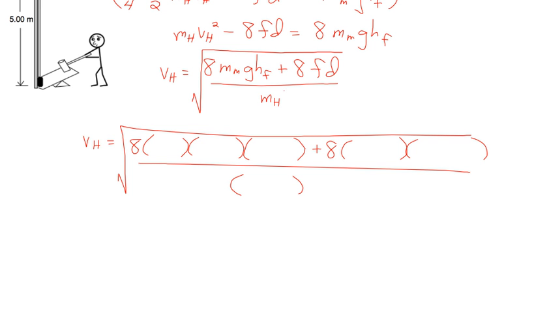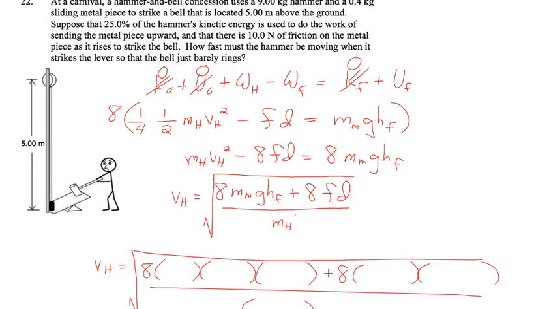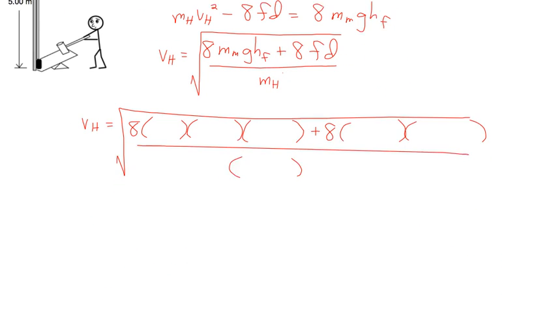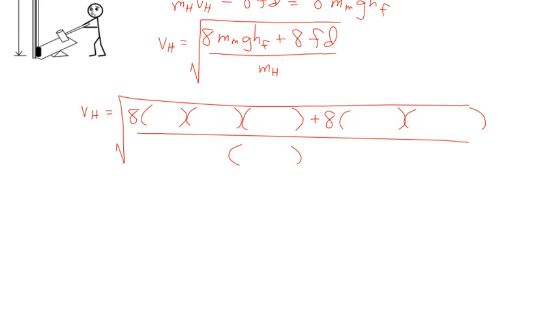So the mass of the metal piece was 0.4 kilograms. So that's going to go right here. Gravity is 9.8 meters per second squared. The height, it's going 5 meters higher than it was, so that's 5 meters. But that's also going to be the distance through which the metal piece is being affected by friction. So that's also going to be 5 meters. And then the friction is 10 newtons.